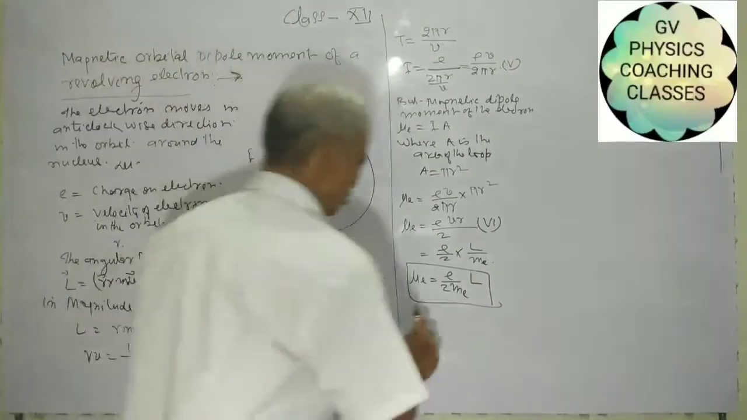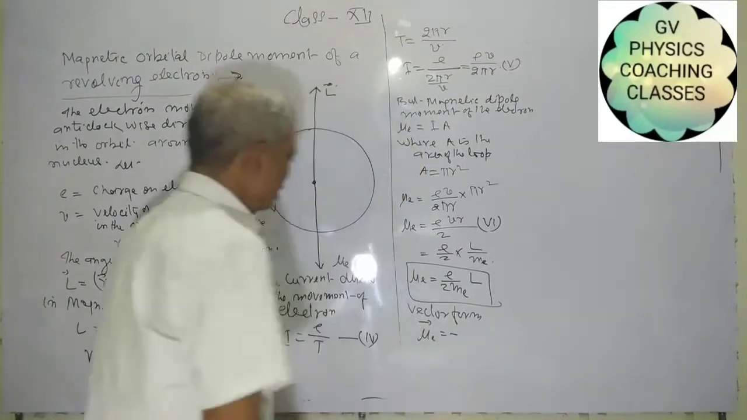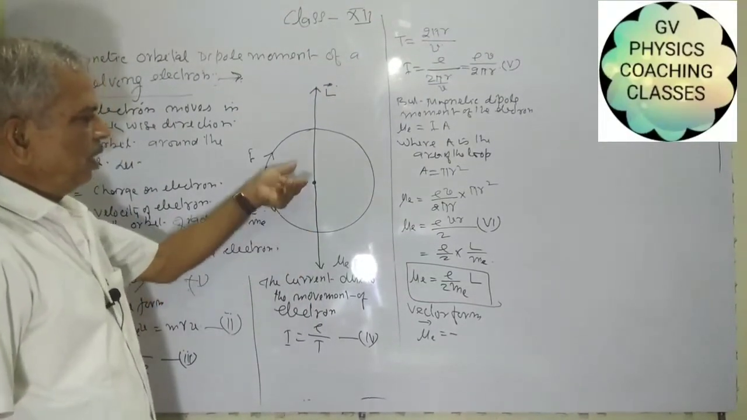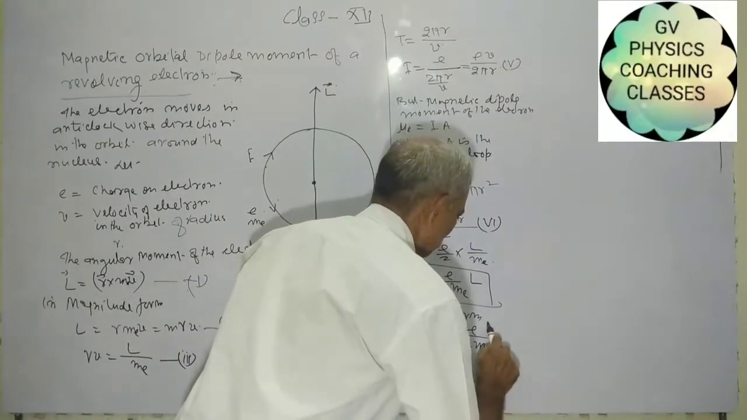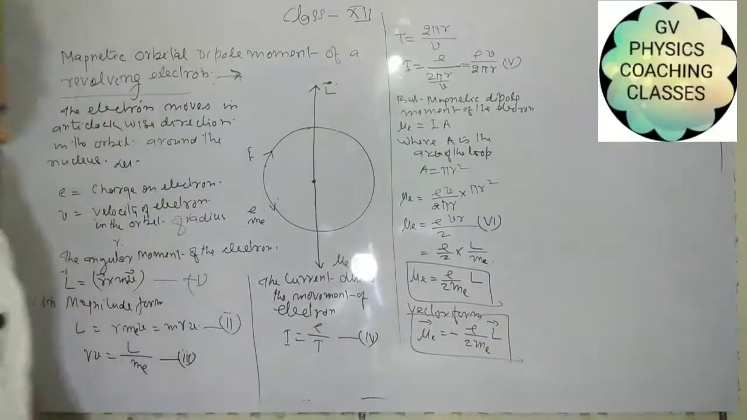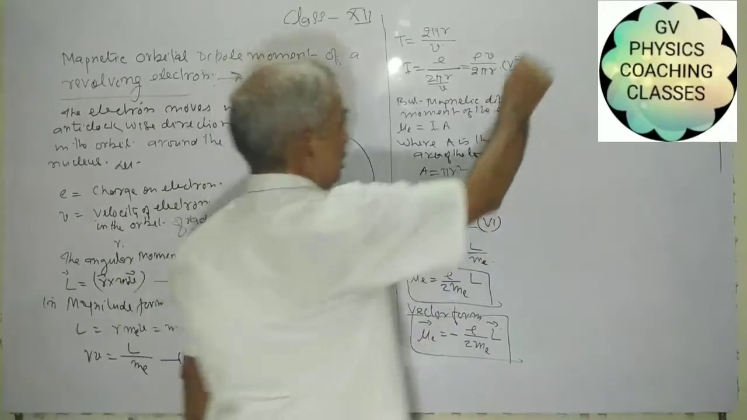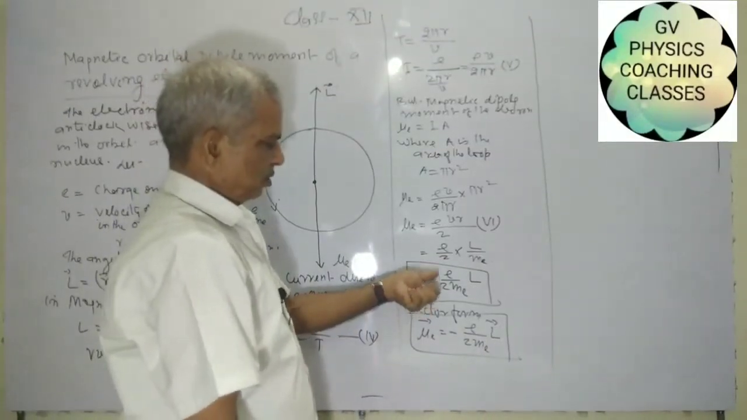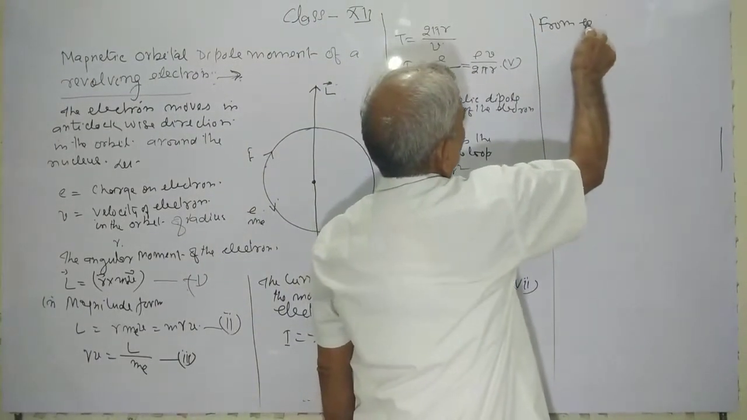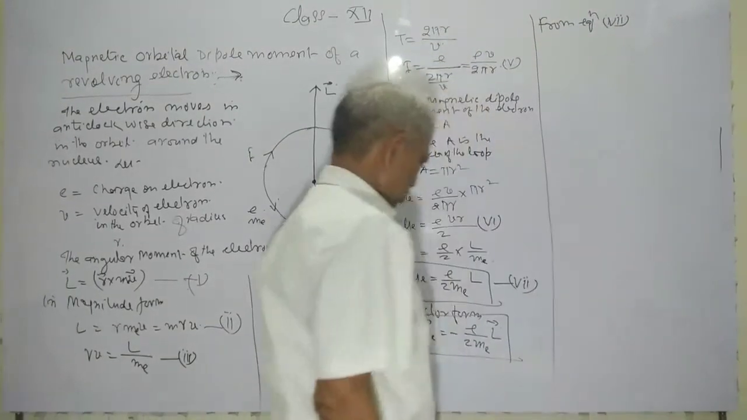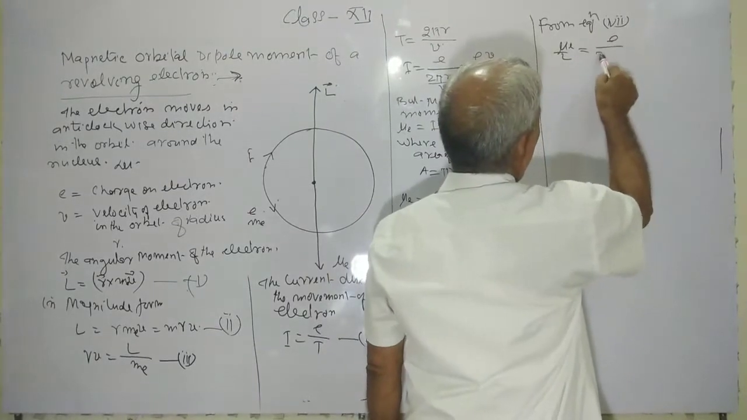In the vector form, mu_e equal to minus e upon 2 m_e into L vector. There is the minus sign because the direction of the dipole moment of the electron is downside and the direction of the angular momentum is upside. Let this be equation 7.